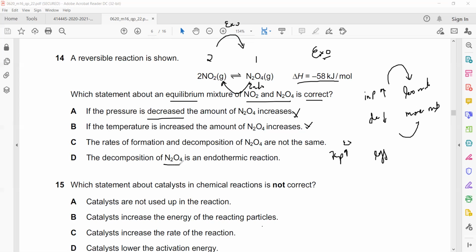And the decomposition of N2O4 is endothermic. That's true because if forward is exo, the reverse will be endo. So D is the right answer for this.